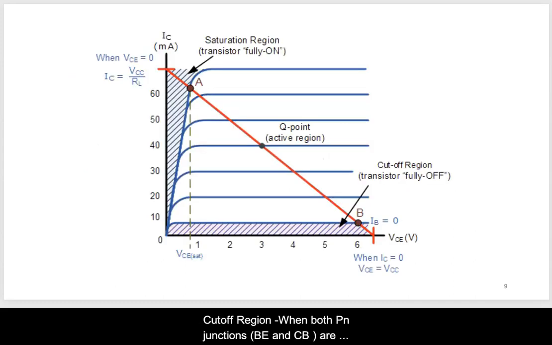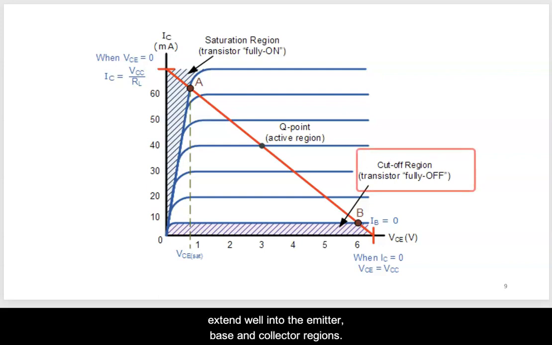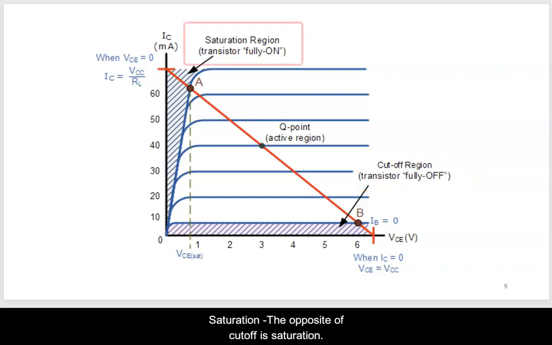When both PN junctions, BE and CB, are reverse bias, the two depletion layers extend well into the emitter, base and collector regions. Larger depletion layers mean only an extremely small amount of reverse current can pass from the emitter to collector. In other words, IC is nearly zero. The opposite of cutoff is saturation. This happens when BE and CB are both forward biased.